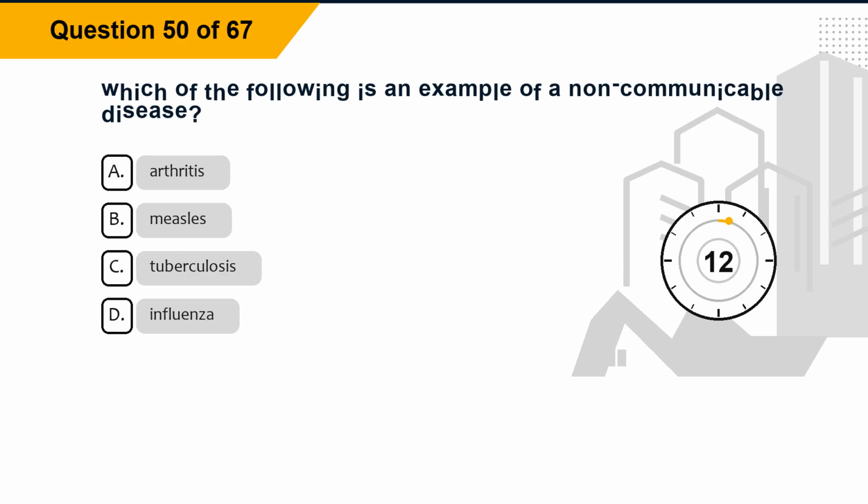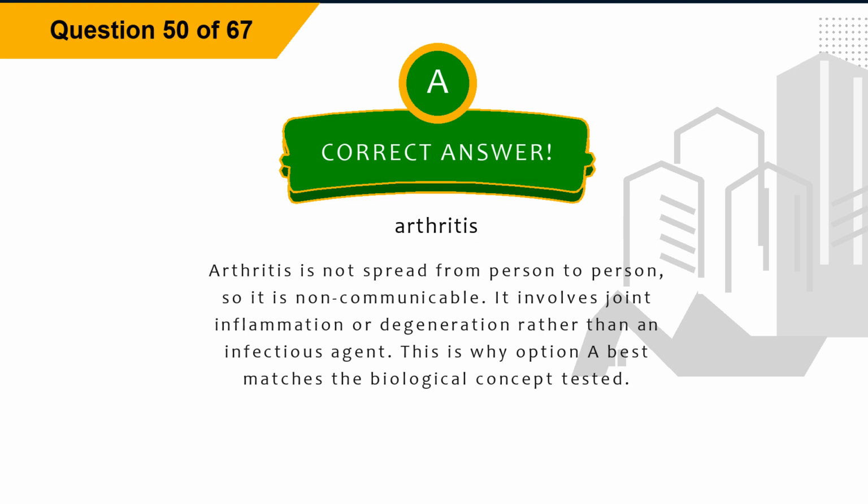Question 50. Which of the following is an example of a non-communicable disease? Option A, arthritis. Option B, measles. Option C, tuberculosis. Option D, influenza. The correct answer is option A, arthritis. Explanation. Arthritis is not spread from person to person, so it is non-communicable. It involves joint inflammation or degeneration rather than an infectious agent. This is why option A best matches the biological concept tested.